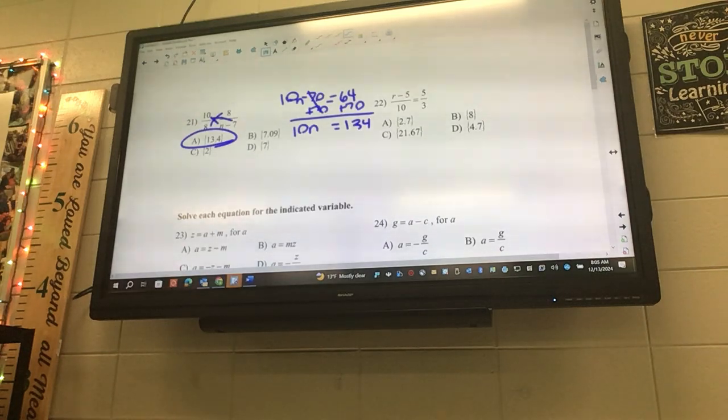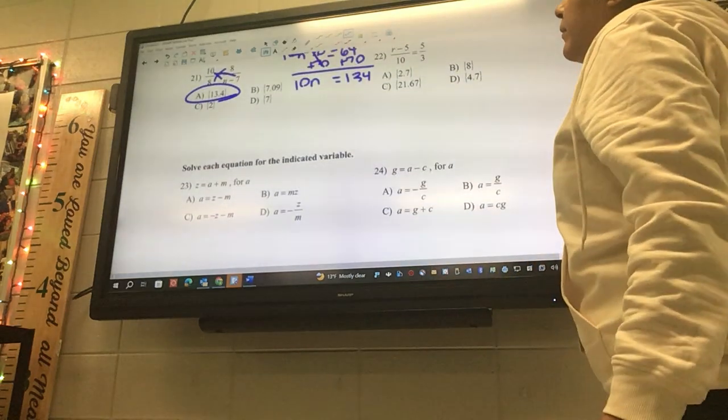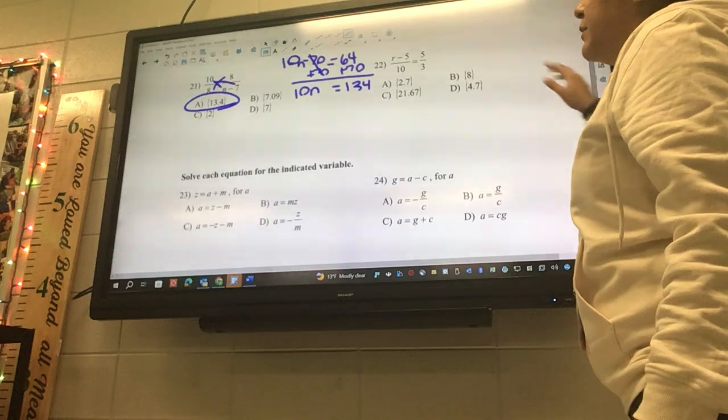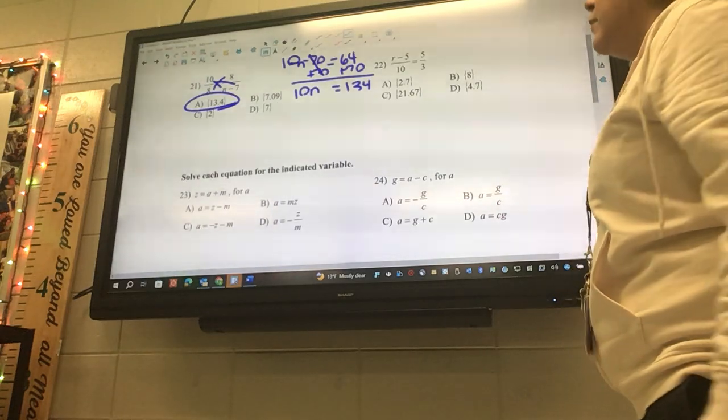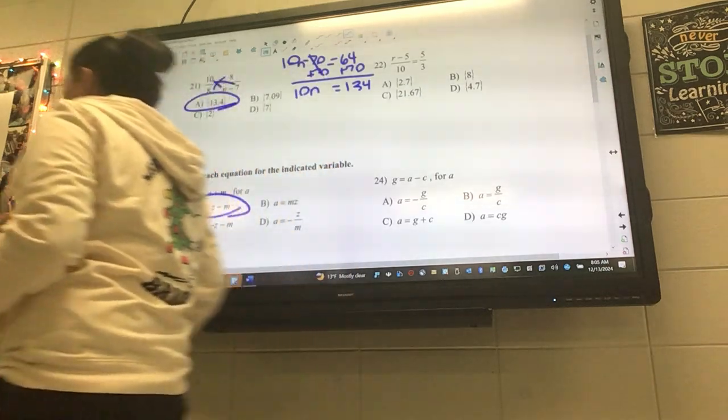Okay, 23, it says solve for A. Okay, well, who needs moved then? The M. How do I move a plus M? Minus M. So it's really going to be Z minus M, which is what? It's going to be A.